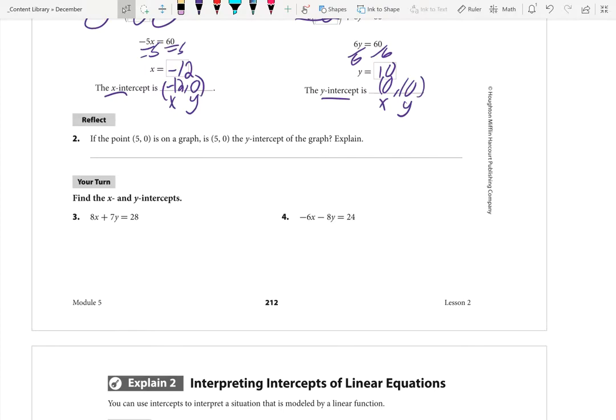If the point (5, 0) is on a graph, is (5, 0) the y-intercept of the graph? Explain. This is no. This is not. The reason why is because (5, 0) would be the x-intercept. (5, 0) is on the x-axis, not the y-axis. And you can tell, not only because if you imagine it on a graph, but because the x value is 5 and the y value is 0. And we know that anytime the y value is 0, we are looking at the x-intercept. X-intercept is when y is 0. The y-intercept is when it would be the other way around, with x being 0.